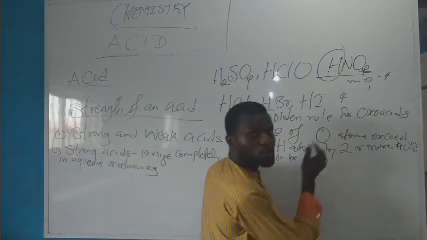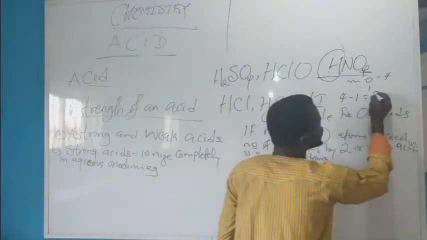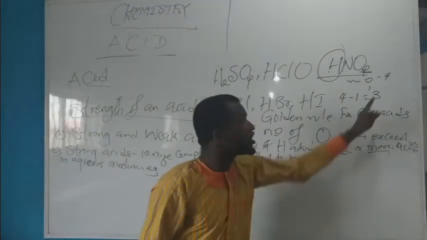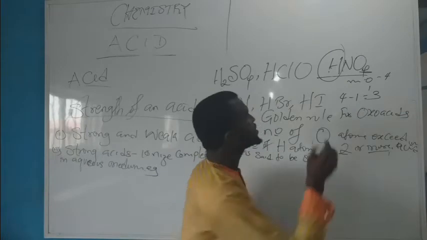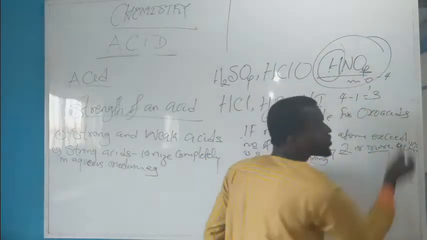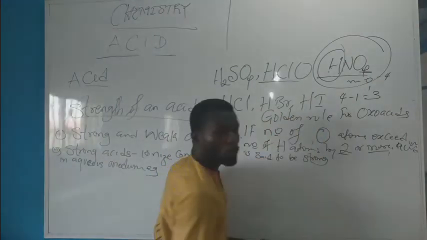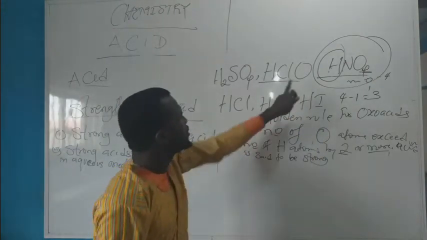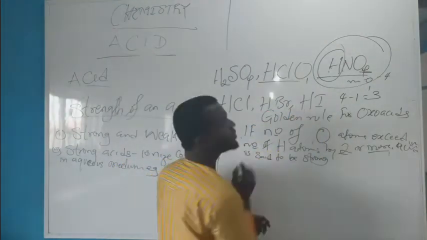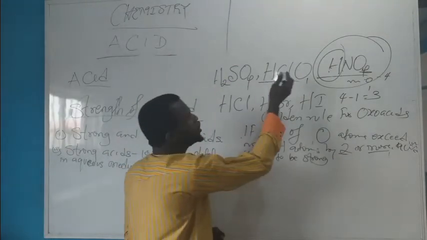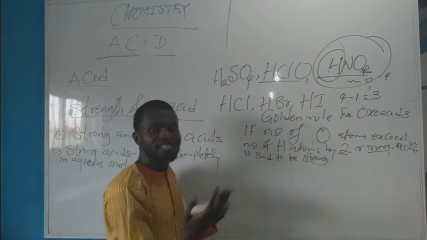Now the difference, 4 minus 1, equals 3. The rule says 2 or more. 3 is greater than 2, which means HNO4 is a strong oxo acid. Then look at HClO, oxochlorate(I) acid. Now the number of O atoms is 1. The number of H atoms here is 1, there's an invisible 1 here. So in that case, the difference is 0.